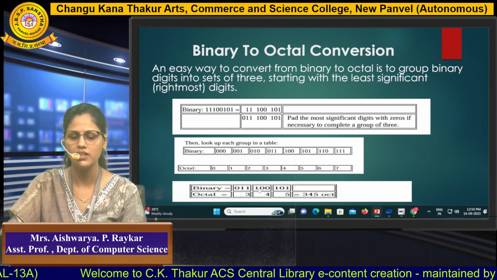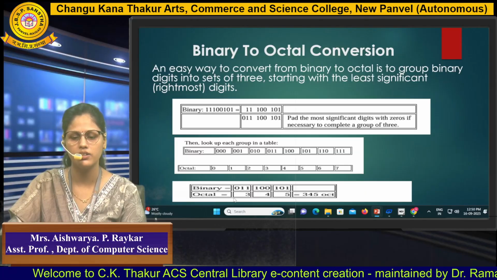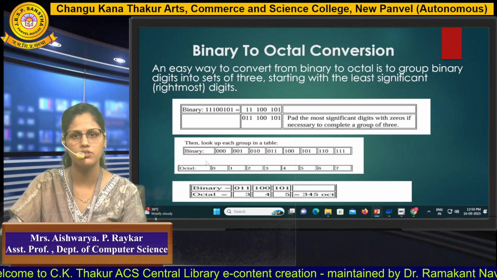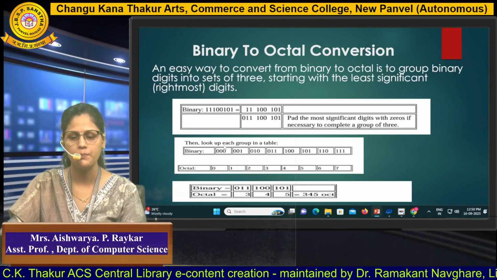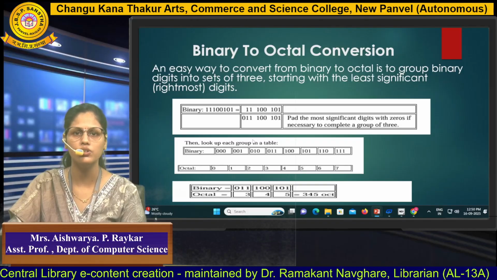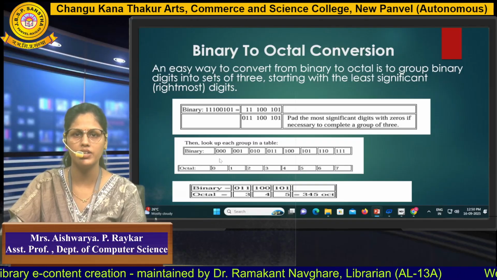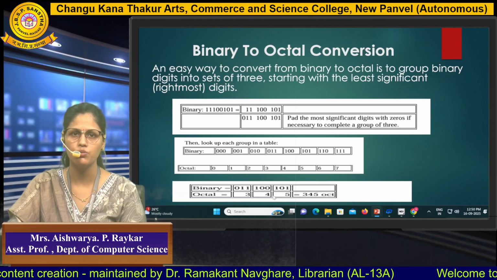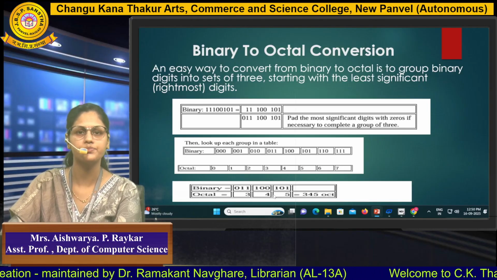And now we will simply write the octal number for it. Here is a table which will help us. So we can see here, 101 in octal it is 5. 100 in octal it is 4. And 011 in octal it is 3. So this is how we convert binary to octal.